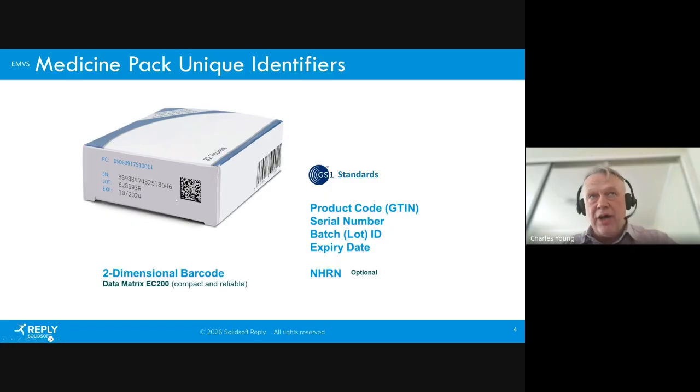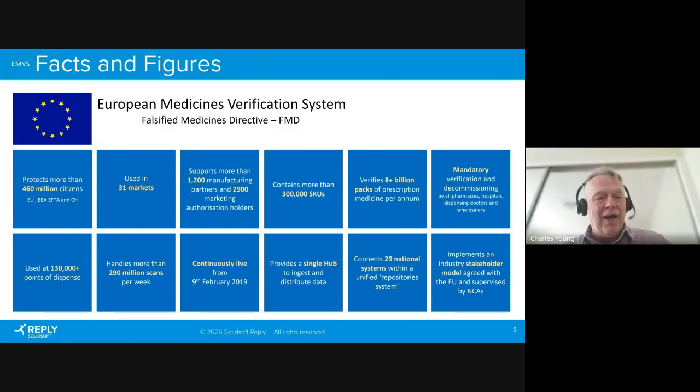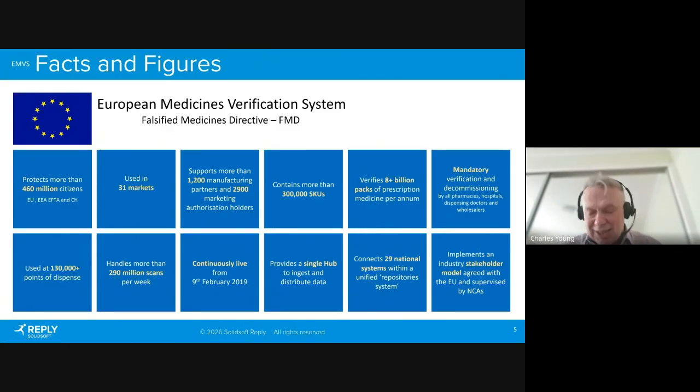The barcodes are data matrix barcodes, not QR codes. That's really because data matrix barcodes are a bit more compact and generally a bit more reliable, better suited for this purpose. So explaining the EMVS, probably a good place to start is just some of the statistics to give an idea of the size of the system.